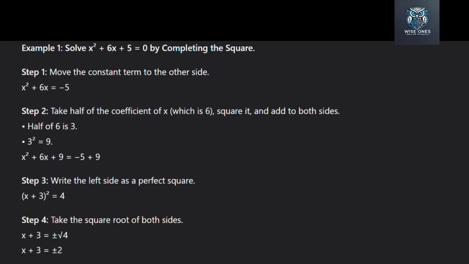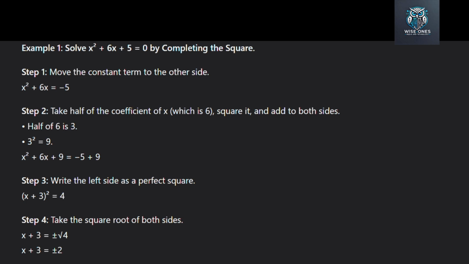Step 3. Write the left side as a perfect square. The left side is now x squared plus 6x plus 9. This is a perfect square trinomial. It factors into (x plus 3) squared. On the right side, negative 5 plus 9 equals positive 4. So we write (x plus 3) squared equals 4.